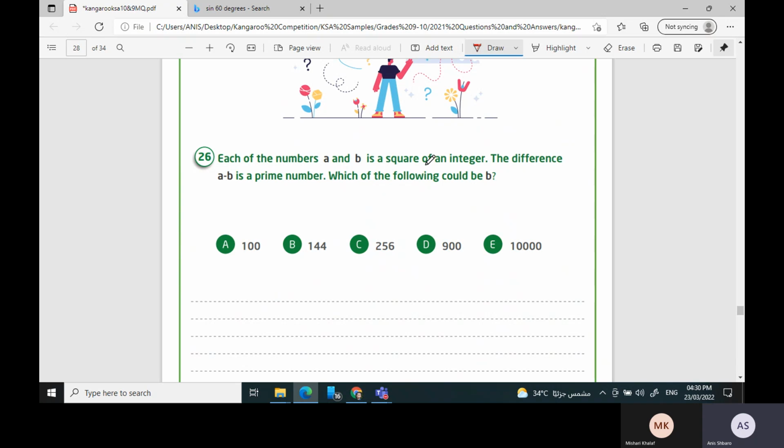Each of the numbers A and B is the square of an integer. The difference A minus B is a prime number. Nice. Which of the following could be B? So simply we are going to try. Square of an integer. So any integer, for example, 2. 2 is the square of an integer, which is 4. So we are talking about an integer number and the square of it. So A is 4, for example, because it's the square of an integer. Okay. Got the idea? Yeah.